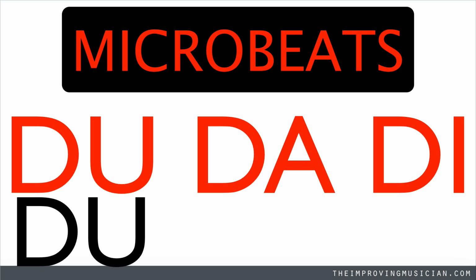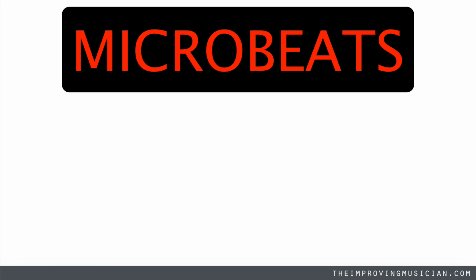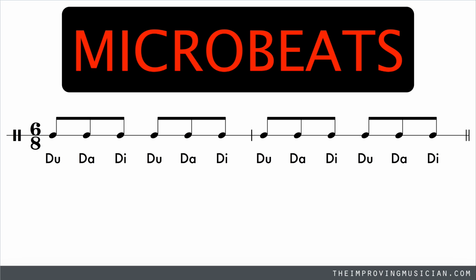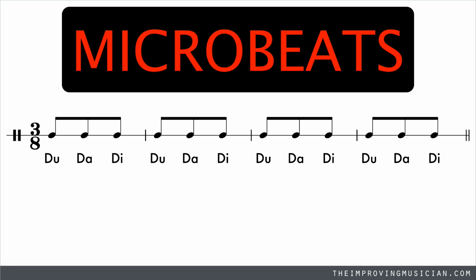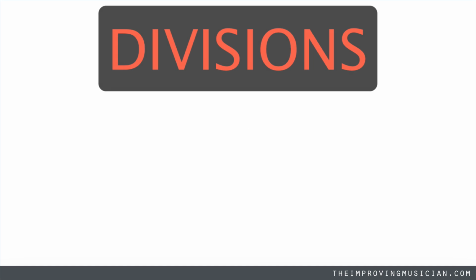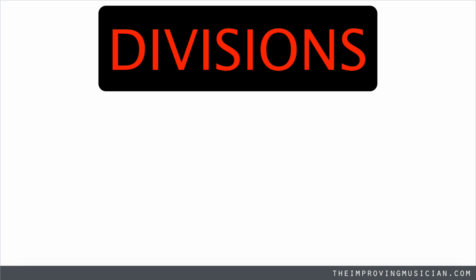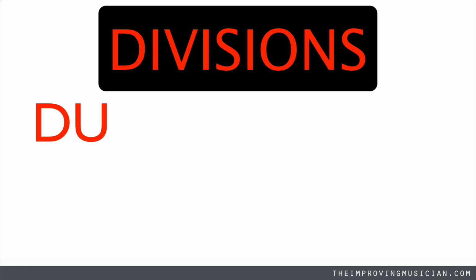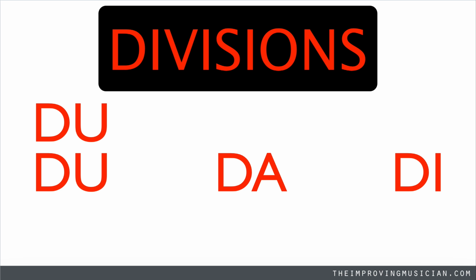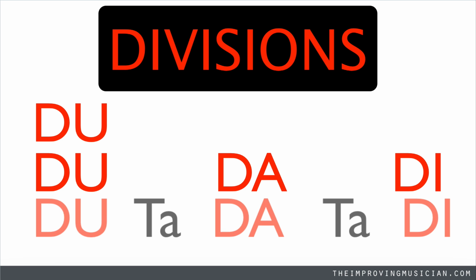Do da dee, do da dee, do da dee. Here are microbeats in three different time signatures. Do da dee, do da dee, do da dee. Just like in duple meter, if we further divide the beat into a division, we will use the syllable ta. Macrobeats do, do, do, do. Microbeats do da dee. Divisions now. Do ta da ta dee ta, do ta da ta dee ta, do ta da ta dee ta.